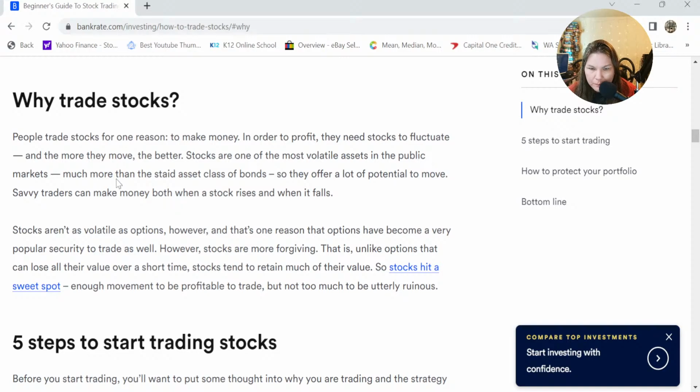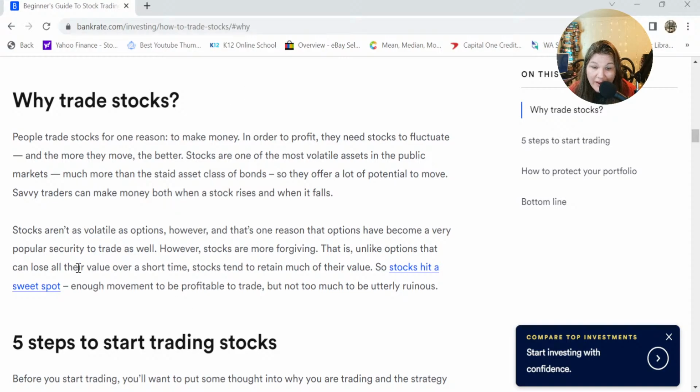So in order to profit, they need stocks to fluctuate. And the more they move, the better. Stocks are one of the most volatile assets in the public markets, much more than the asset class of bonds. So they offer a lot of potential to move. Savvy traders can make money both when a stock rises and when it falls, because when it falls, you get a put, guys, and when it rises, you get a call.